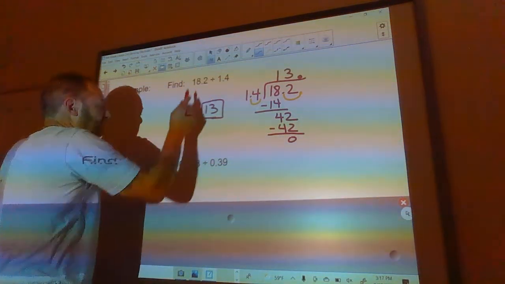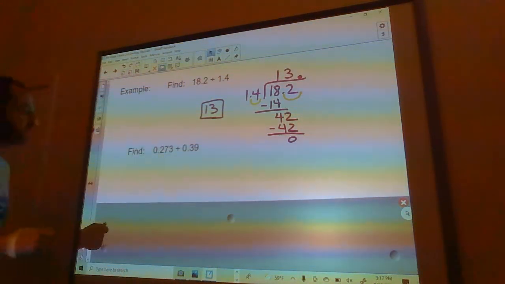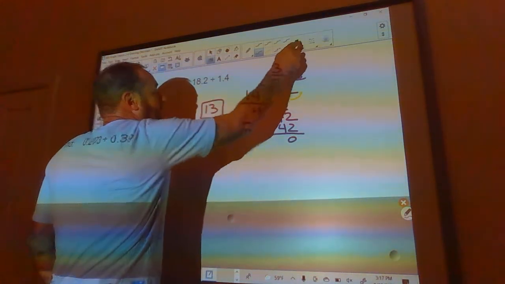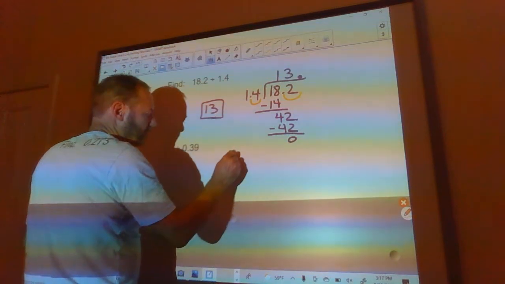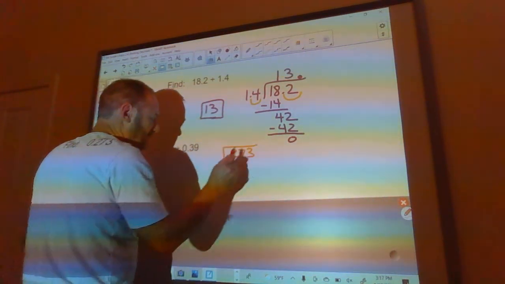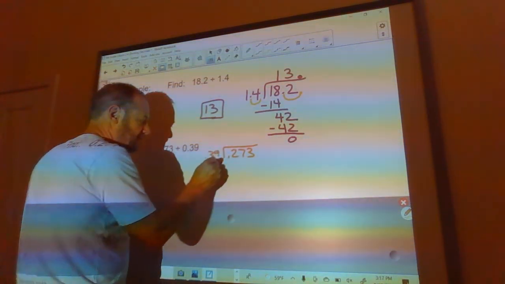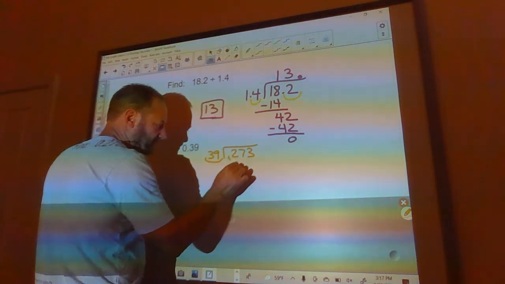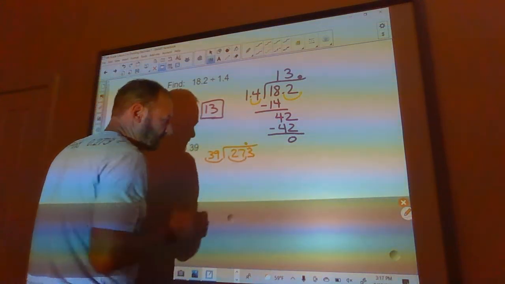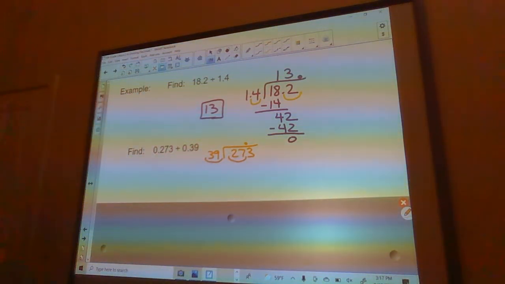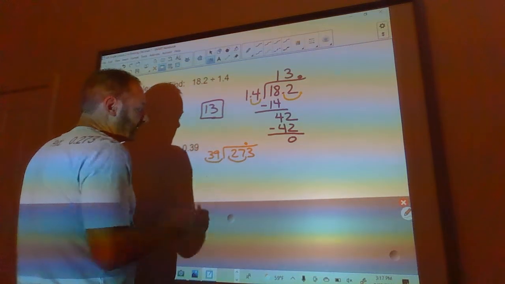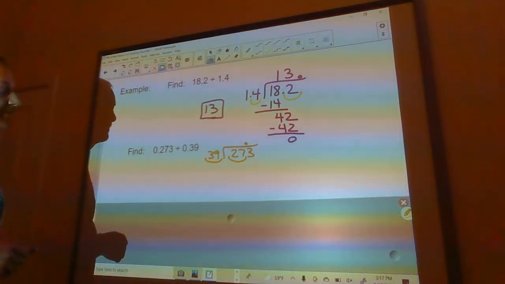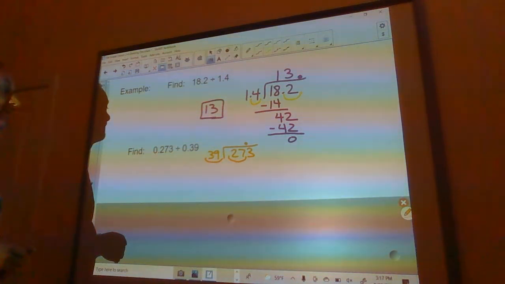Okay, next I'm going to find this one. Divide 0.273 by 0.39. So I've got to move the decimal 2 places here, which means I've got to move it 2 places here and move it up right there. Okay, so 39 will not go into 27. So I got to go into 273. That's a tough one.